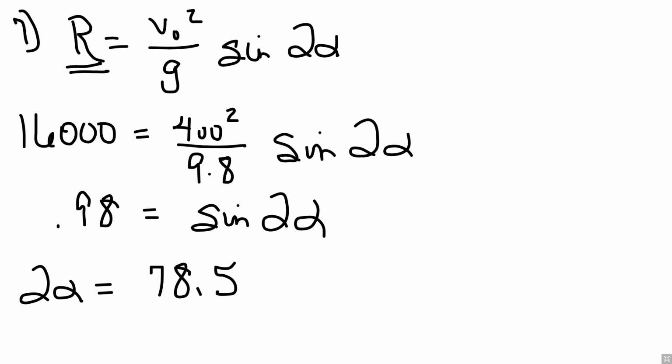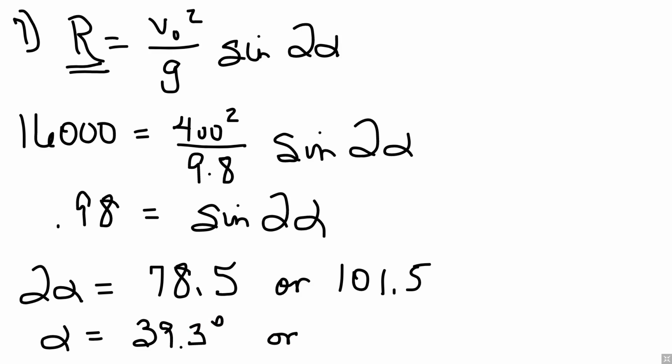Now, we do know that sine also is positive in quadrant 2. So if we do 180 minus that angle, we're going to get 101.5. So if we divide each by 2, this will give us about 39.3 degrees. And the second one is going to be about 50.8 degrees.